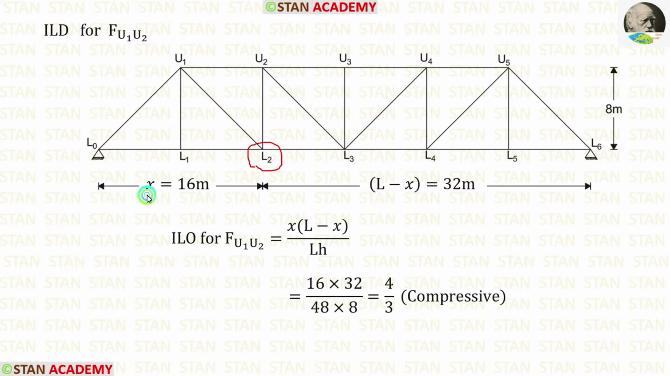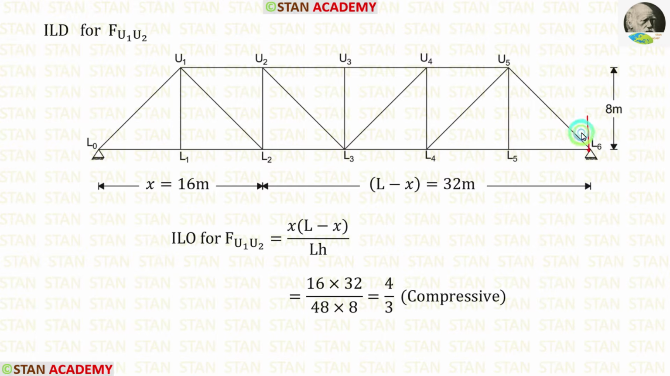On the left side, we are having the distance x, which is equal to 16 meter. On the right side, we are having L minus x, which is equal to 32 meter. Let us apply the value of x, L minus x and h in the formula. Finally, we are getting 4 upon 3. We already know all the upper chord members are compressive. When the unit load is in the point L0, all the load will be taken for the reaction. So FU1, U2 will be 0 in the point L0.